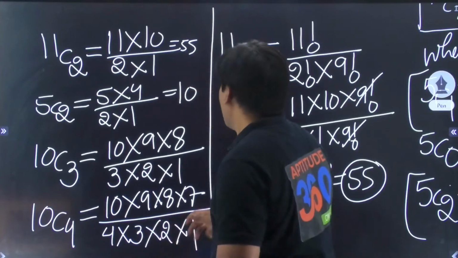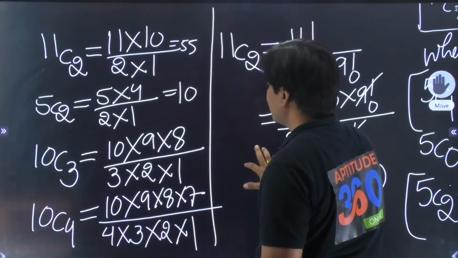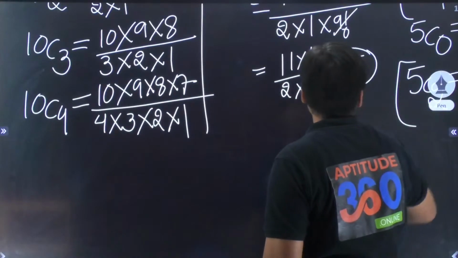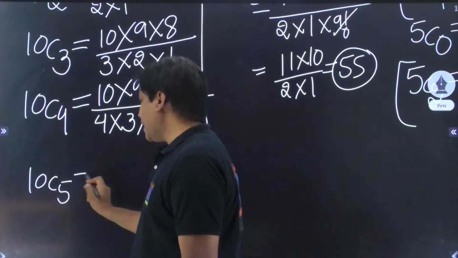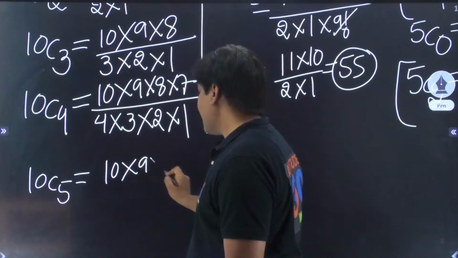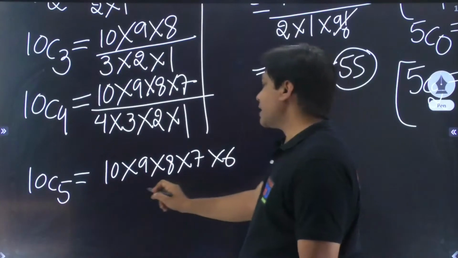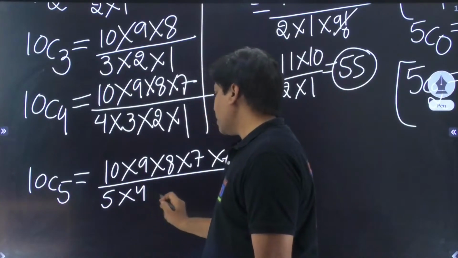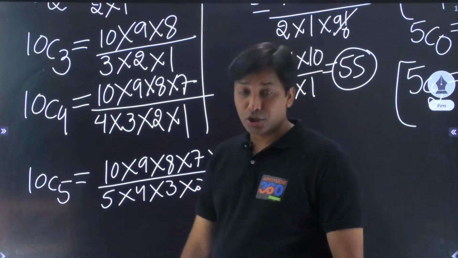Now what if I say I have to find out 10C5? What is the meaning of 10C5? 10C5 can be nothing but 10 into 9 into 8 into 7 into 6. How many times are we writing? 5 times. And then this becomes what? 5 into 4 into 3 into 2 into 1. I hope you're understanding this thing.